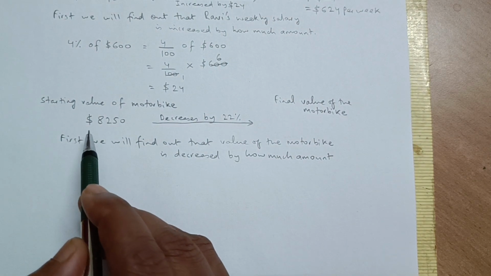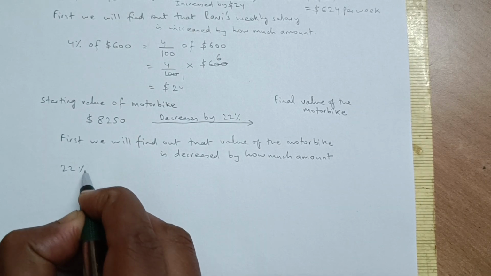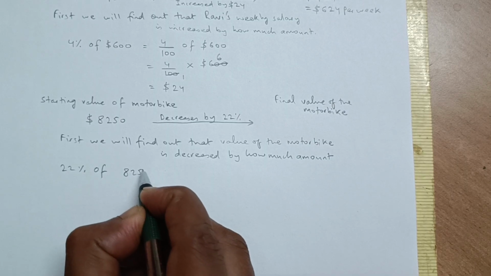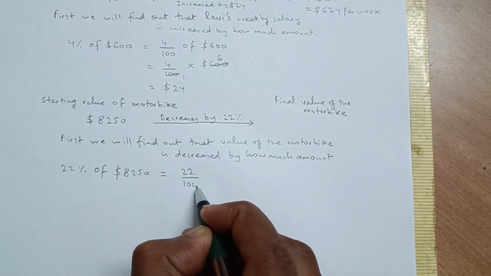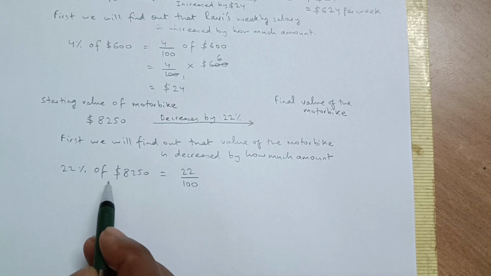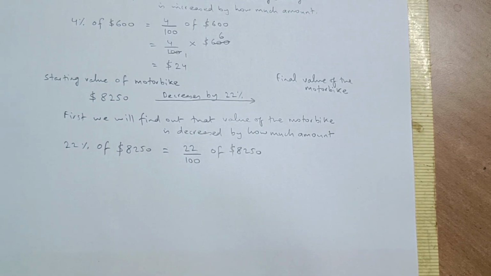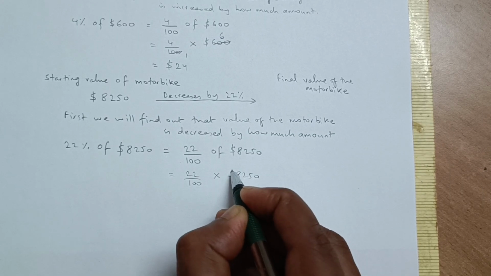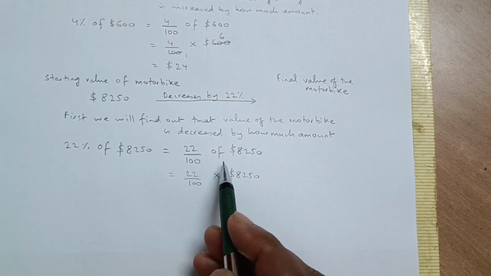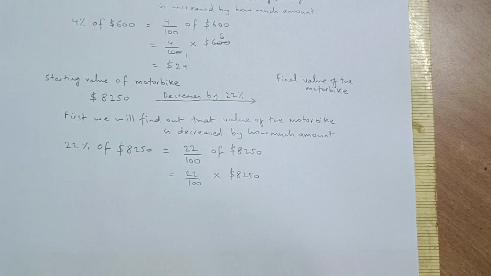So 22% of $8,250. 22% means 22 by 100 of $8,250. So this is 22 by 100 multiplied by $8,250. 22 by 100 of $8,250 means 22 by 100 multiplied by $8,250. And now let us solve this.